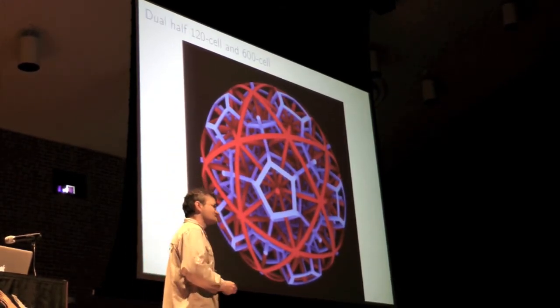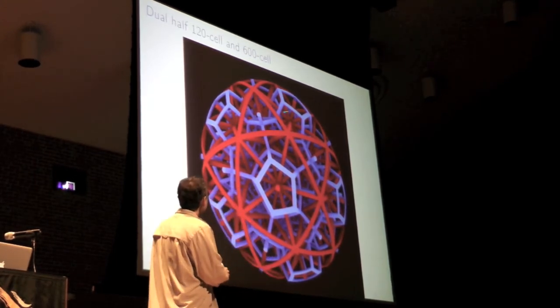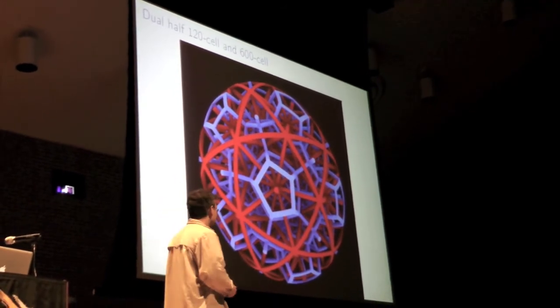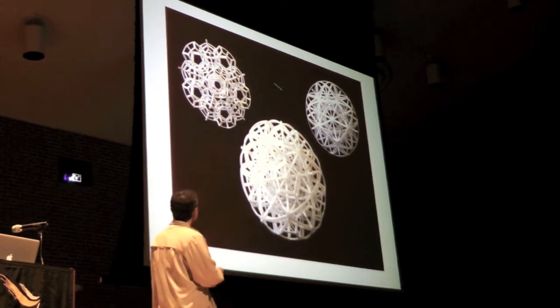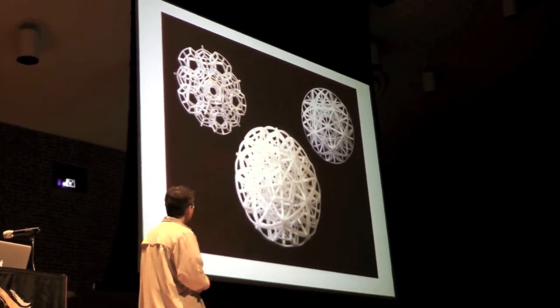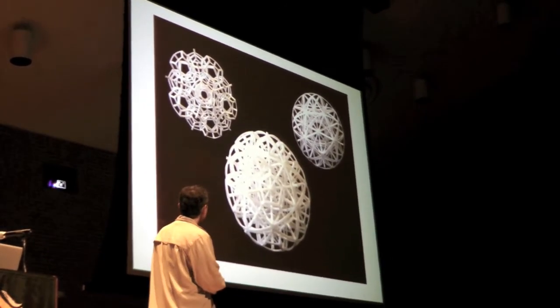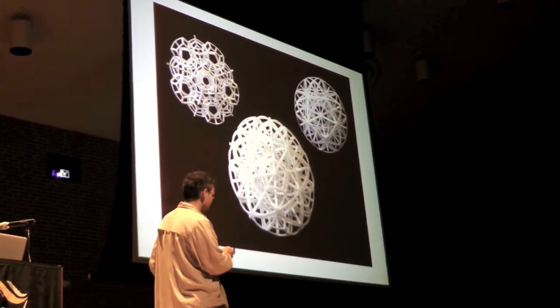The 120 cell and the 600 cell are dual to each other. So here the blue is the half of a 120 cell, the red is half of a 600 cell, and these are the objects in the exhibition. So there's the 120 cell, the 600 cell, and the 120 cell and the 600 cell occupying the same space. It's a little bit confusing. If you hold it in your hand, you can move one against the other and see that they're really two separate objects.